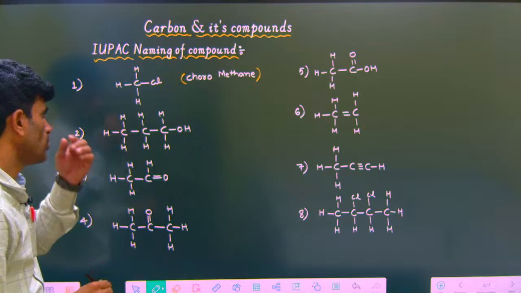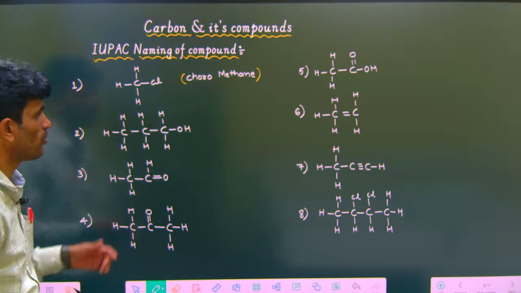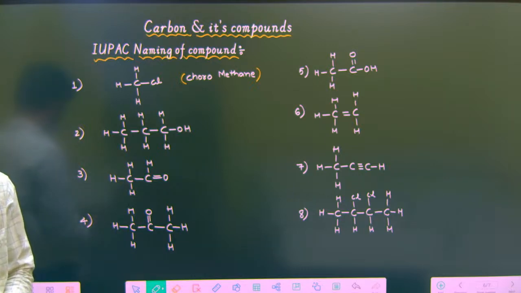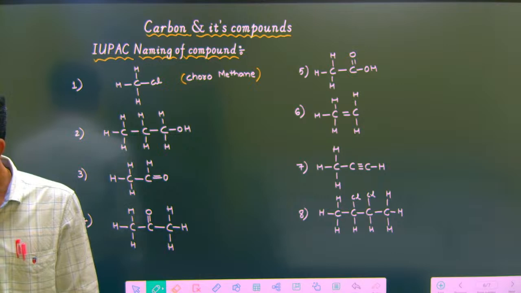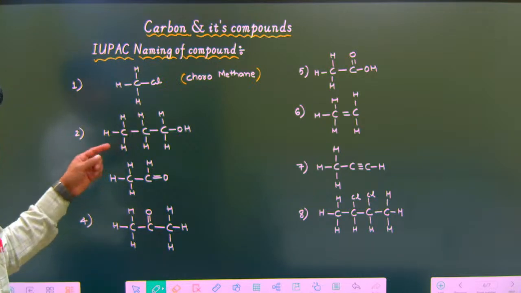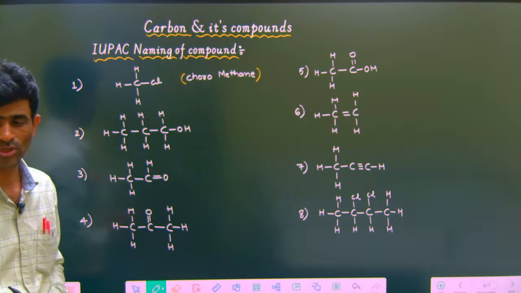Second one, you count the number of carbons. We have 1, 2, 3. Can you answer what is the name of the second structure? Do you have an idea? What is the name of the second structure? How many carbons are there? 3 carbons. So what should come? And we have OH. So what will be the name?